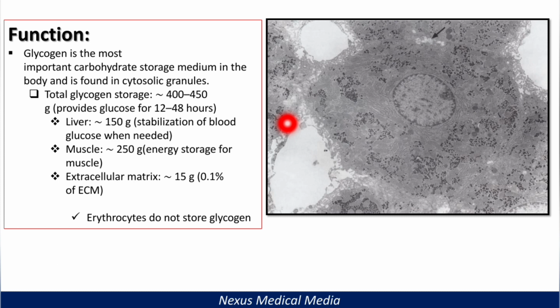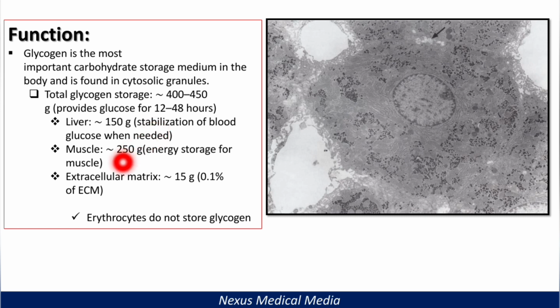The total glycogen storage in humans is usually 400 to 450 grams, and this will provide glucose for 12 to 48 hours. Let's say you did not eat for 12 to 48 hours. This glycogen will help keep you alive. In the liver, it's about 150 grams, and stabilization of glucose when needed is the primary function of glycogen in the liver.